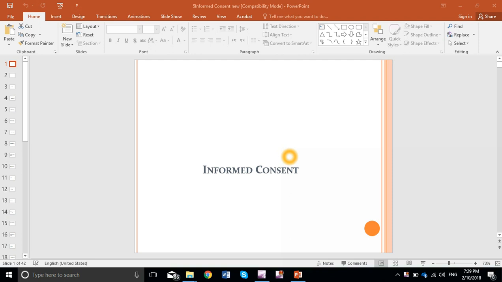So this is what's called the informed consent. That is legally binding to you not to treat a patient without his informed consent.